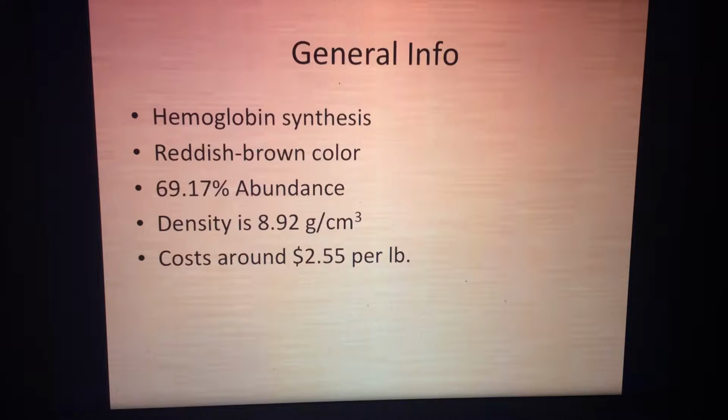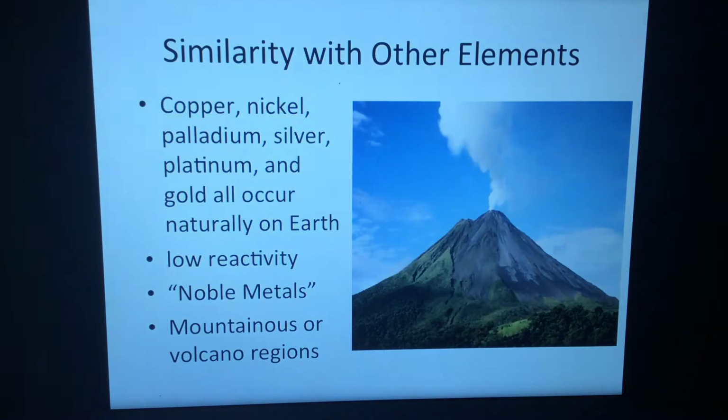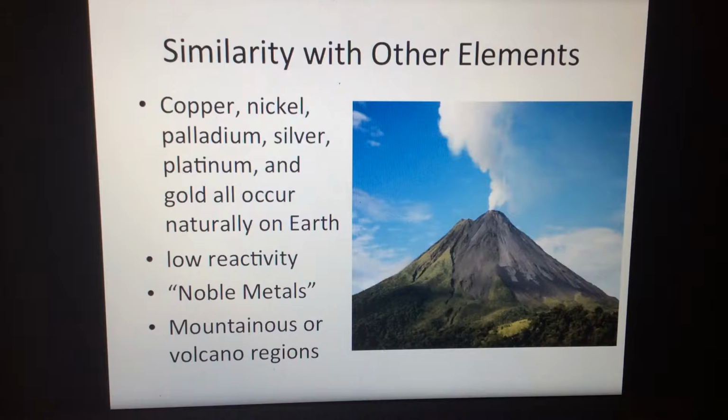It has a 69.17% abundance, a density of 8.92 grams per centimeter cubed, and it costs around $2.55 per pound. Copper is similar to nickel, palladium, silver, platinum, and gold, in which they all occur naturally as elements on Earth. They all have low reactivity and are sometimes called noble metals. They are mostly found in mountain and volcano regions.